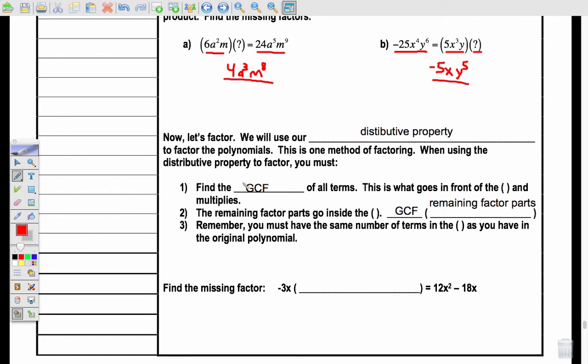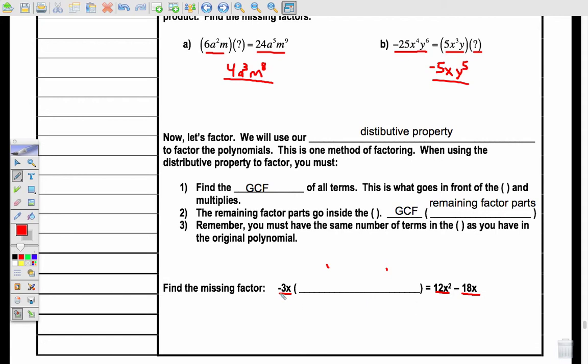Okay. So again, here's the step we're doing. We're going to find the greatest common factor of all the terms. It's what's going to go in front of the parentheses. The remaining factor parts go inside the parentheses. So whatever's left will go inside. And then remember, you must have the same number of terms in the parentheses as you had in the original polynomial. So here we go. Example. 3x times something gives me 12x squared minus 18x. So this has two terms. So I know there's going to be two terms in the parentheses.